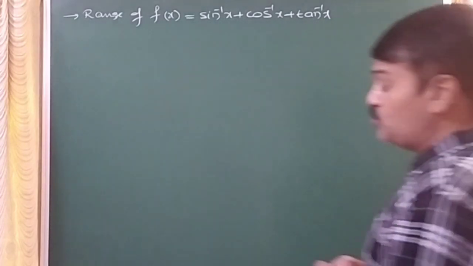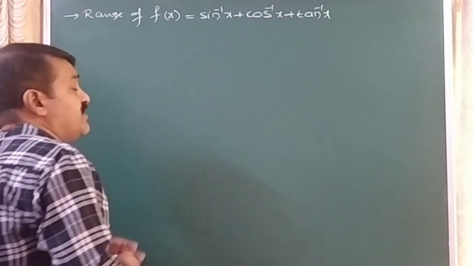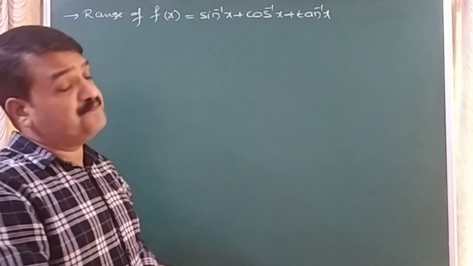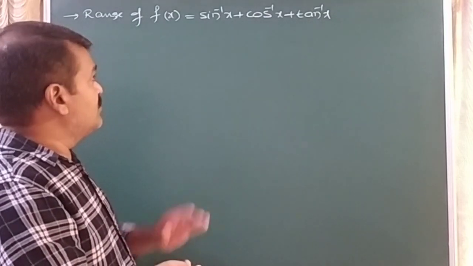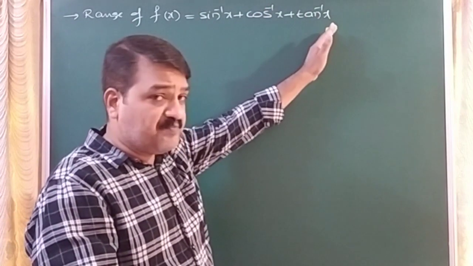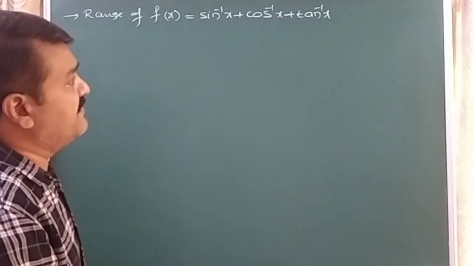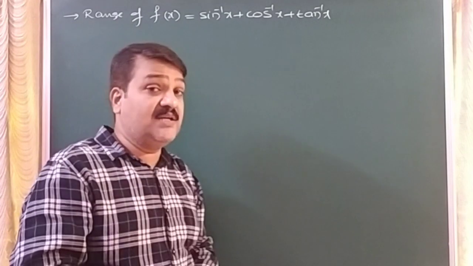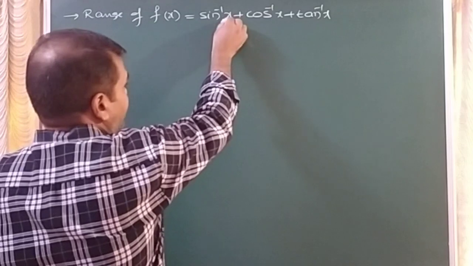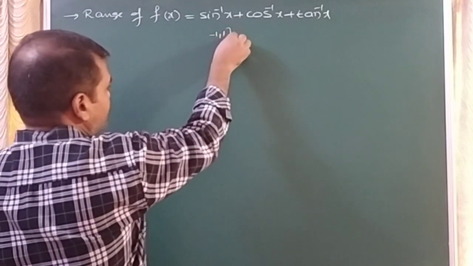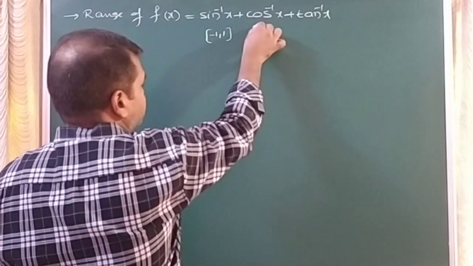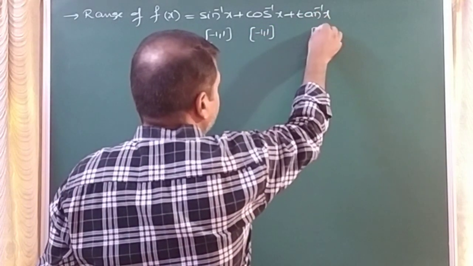Now let us do this problem now. Range of f of x is equal to sin inverse x plus cos inverse x plus tan inverse x. So when we observe the function, we have 3 different terms in the right side, and of course these are inverse trigonometric functions. Let us find the domain of this function first. So domain of the first term is -1 to 1. Domain of second term is also -1 to 1. Domain of third term is R.